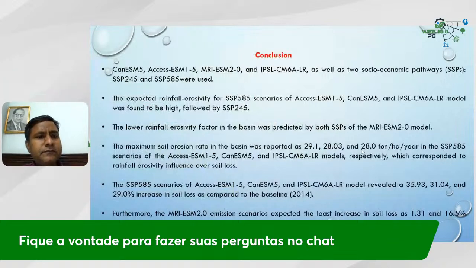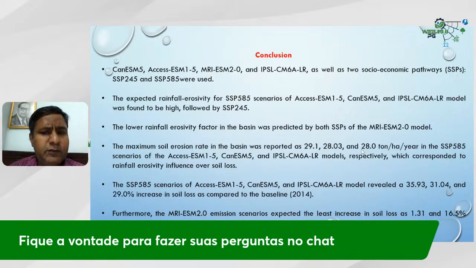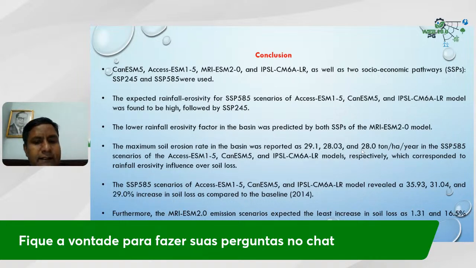In conclusion, the expected rainfall erosivity for the SSP5-8.5 scenario of the CanESM and IPSL models was found to be high, followed by SSP2-4.5. This is genuine: if CO2 concentration is more, you will find high rainfall, and if rainfall is high, rainfall erosivity is high. Using the CanESM rainfall to develop the rainfall erosivity product, we find an increase of 35.93% in the soil loss in the basin.